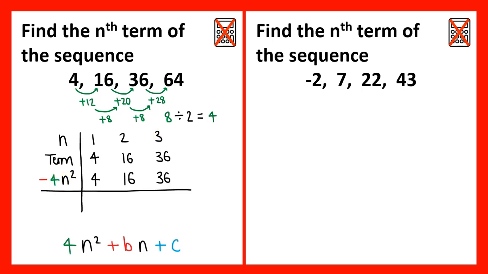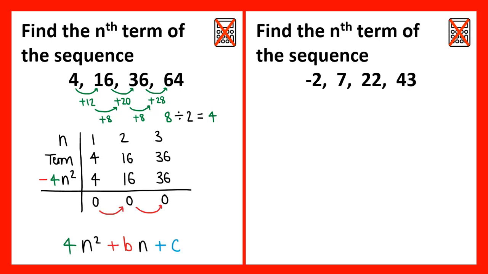If I subtract 4n squared away from the original sequence, I'll get 4 minus 4, which is 0, 16 minus 16 is 0, and 36 minus 36 is 0. Now I'd expect to see a linear sequence at the end. Some of them are more simple than others.